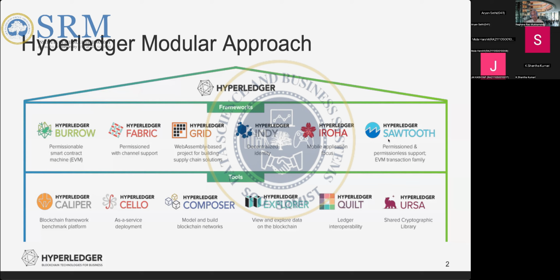And you also have Sawtooth, which is also permissioned, but it can support both permissioned and permissionless setups, and it also supports EVM transactions, right? Then you have different tools. For example, you can model and build blockchain networks using Composer. Explorer is some kind of visualization tool, or actually a dashboarding tool, which can explore the blockchain blocks and things like that, and some other kinds of things.